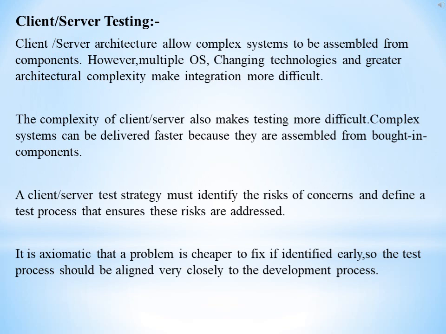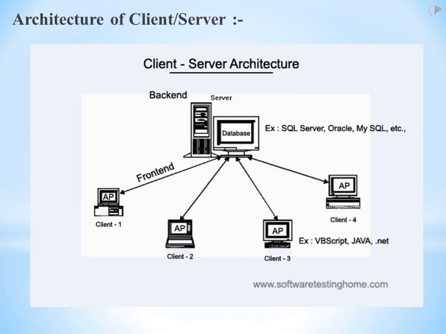Other than that, non-functional issues such as security, backups and recovery, and system administration also present risks. Architectures of client server. The figure is shown. This diagram shows the server and multiple clients connected to each other. One server is there and multiple clients are there: client 1, client 2, client 3 and many clients, client 4. And the SQL server, Oracle server or MySQL server, whichever server you use, can be used in the client server architecture. This is the backend and the front end is the client one.